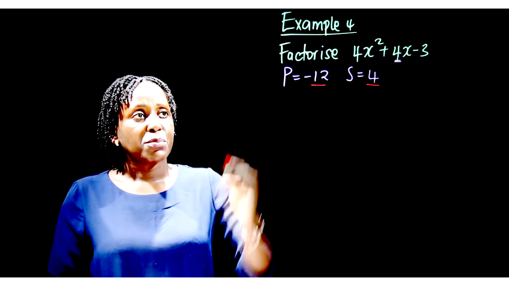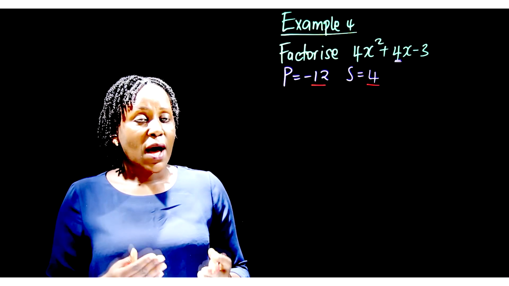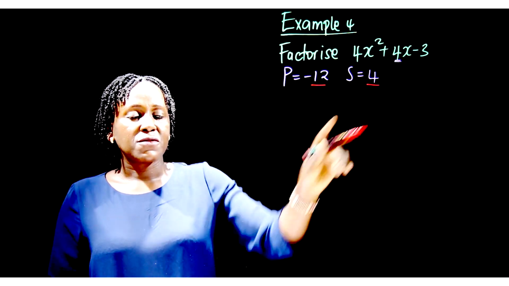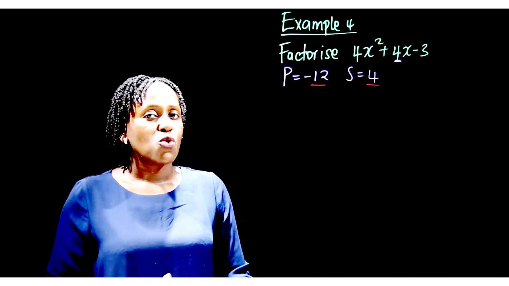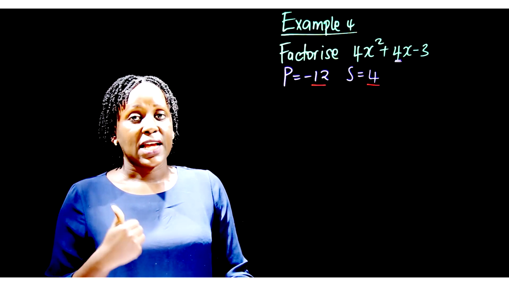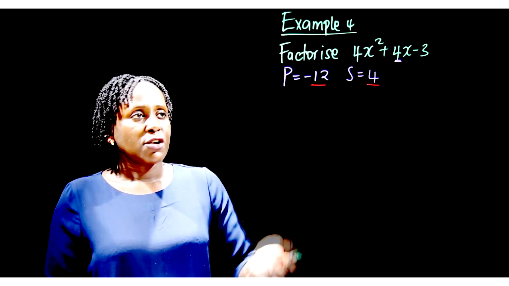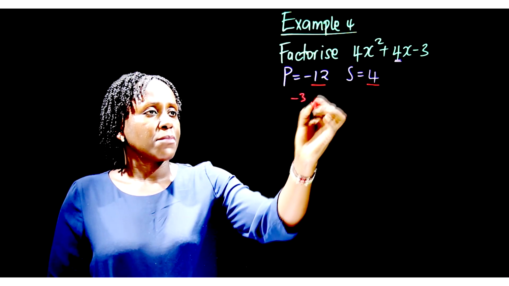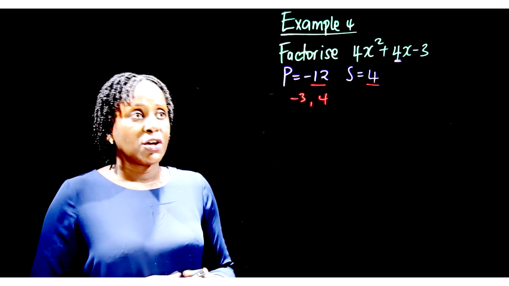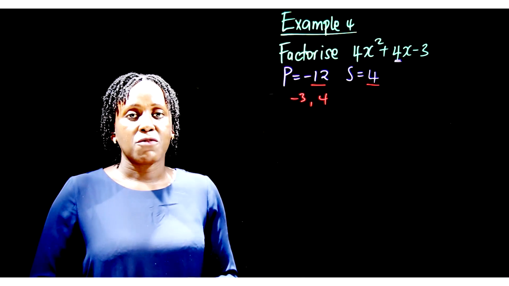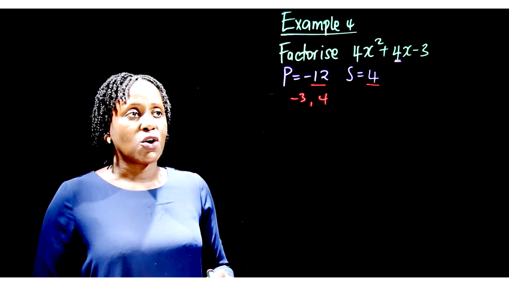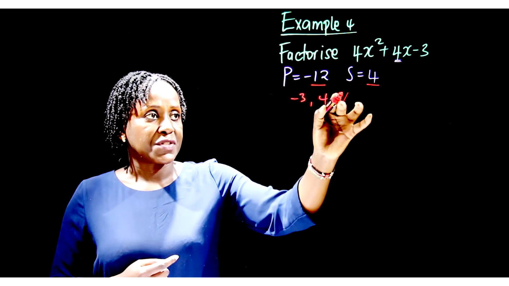Now you have to note that the product is negative. That means one of the numbers will be negative. Now since the sum is positive, it means it's the smaller number which is negative. Alright? So two numbers, if you multiply, you get negative 12. I can think of negative 3 and 4. But if you add them, will they give you 4? Negative 3 plus 4 is 1. So we can't use them.